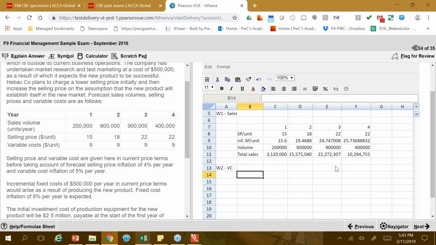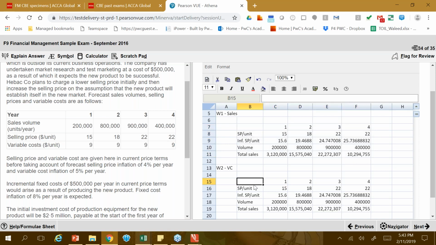So we have to do the variable cost working. Again, 4 years, I have data there. Variable cost is constant. Well, to be quicker in the exam, what I can do is I can just copy this, paste it here, and then just change things within it. So what I will say here is, well, here I've got my variable cost per unit, which is 9 each year, 9, 9, 9. And then my inflated variable cost per unit.